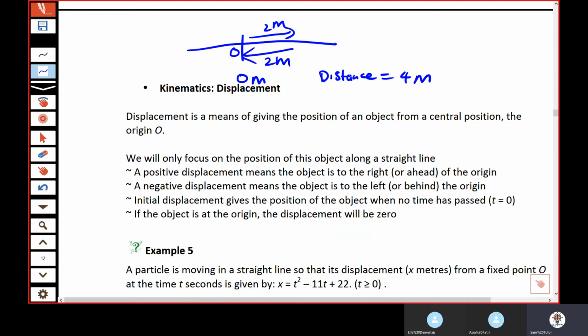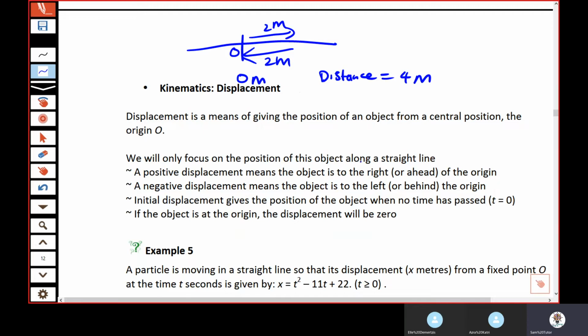When we ask for distance, everyone thinks that they can just go and find x. It doesn't exactly work like that because x is displacement, not distance. Distances can't be negative, whereas displacement can be negative. So distance is pretty much how far away you are from the origin. So that's it, simple.